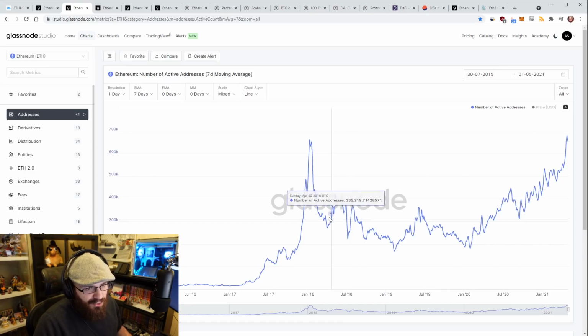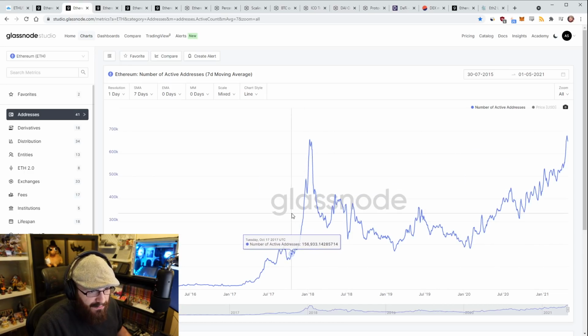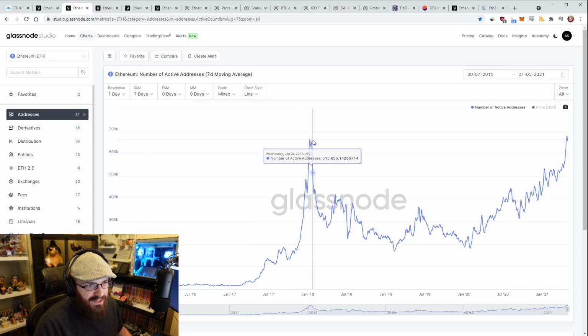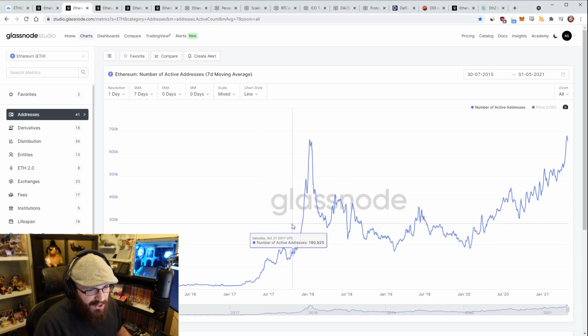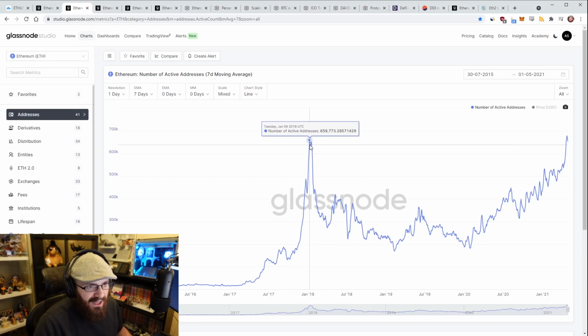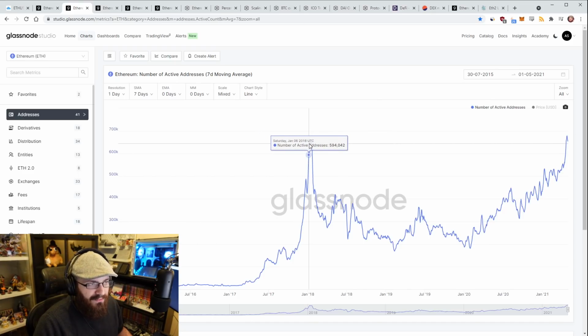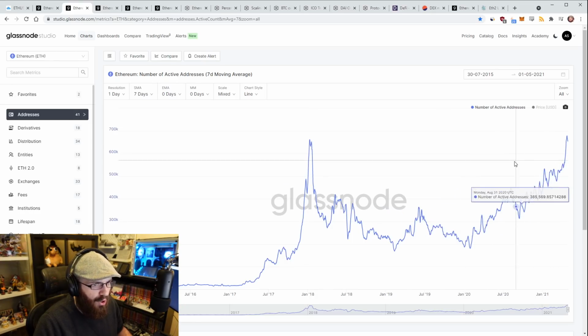I mean, this crazy spike was just absolutely insane. If we look at 2017, from October 2017 to January 2018 was just absolutely insane growth. It went from 130,000 active addresses to at peak about 660,000. So maybe about a 4 or 5x there in a matter of 2 to 3 months, which is absolutely insane. But you can see here, the growth has been more steady.